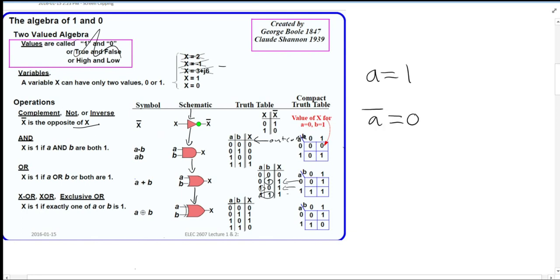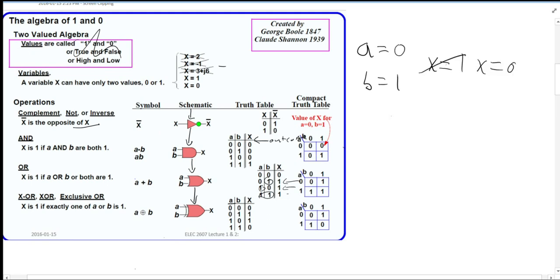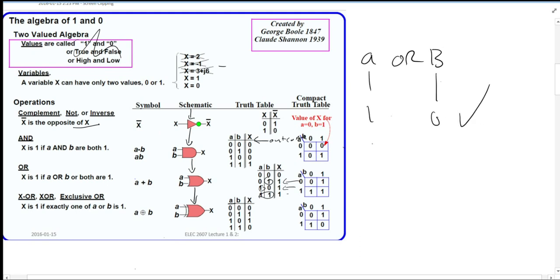And vice versa. AND states that two things must be true for the whole equation to be true. So A is 1, B is 1, then X, or the outcome, is 1. However, if any of these change to 0, X becomes 0. OR states either A must be 1, or B must be 1. So if A is 1 and B is 0, that's okay, X is 1. That's okay, X is 1, that's okay, X is 1, but this is the only time where it's false. Boo! Alright, next we have XOR.